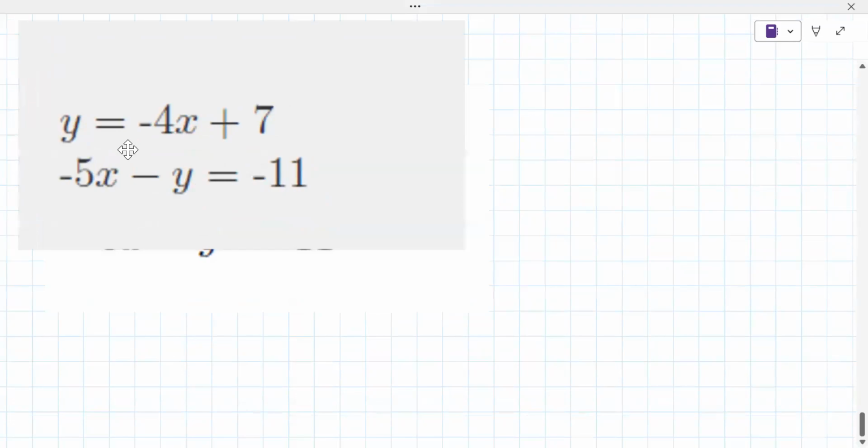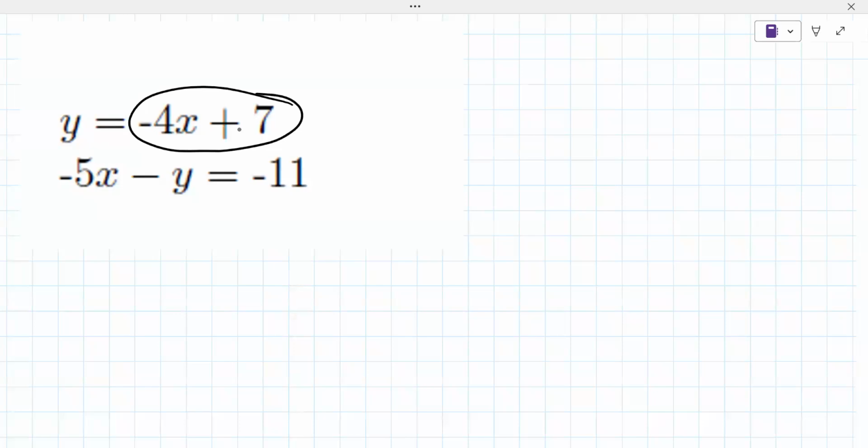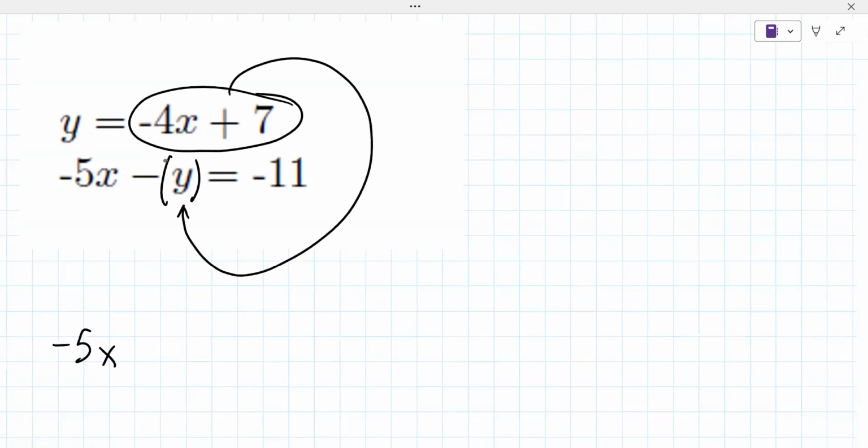Just like the previous set of problems, y is already solved for. Do you see that? This is already solved for y, just like before. So I would put it in. The problem is there's a subtraction now in front of the y. It's minus y like that. So this actually goes in parentheses this time. So it's minus 5x minus parentheses minus 4x plus 7 equals -11.